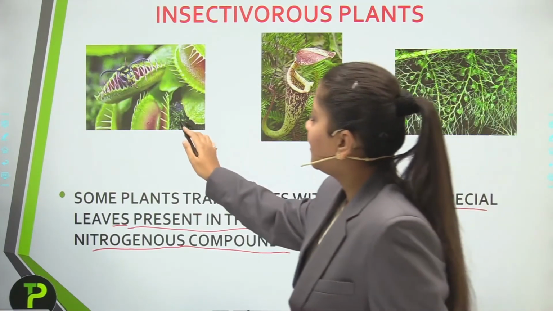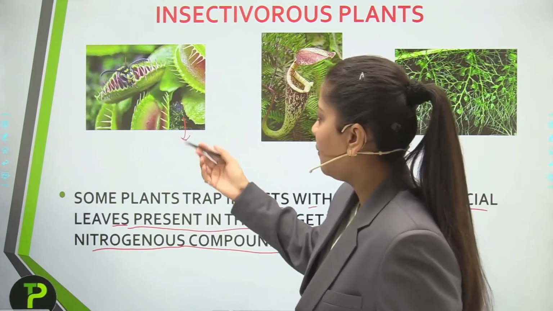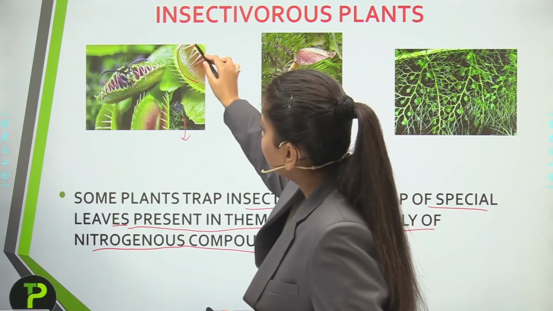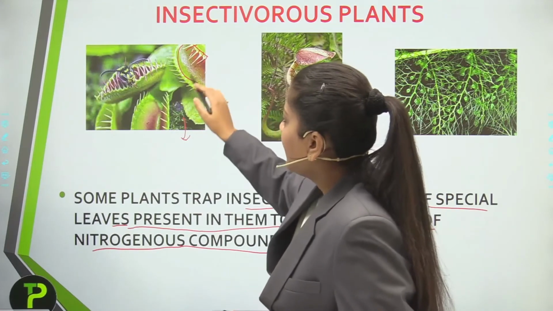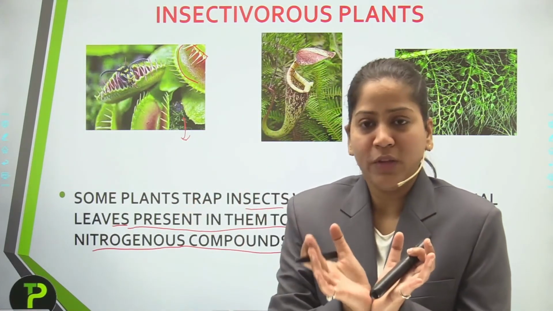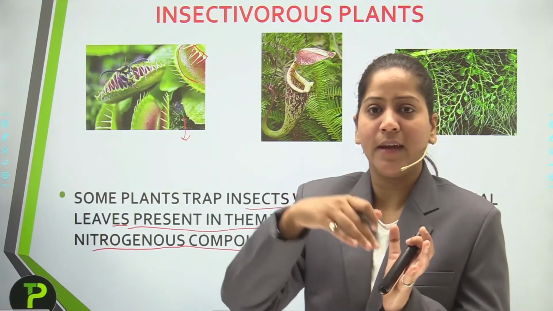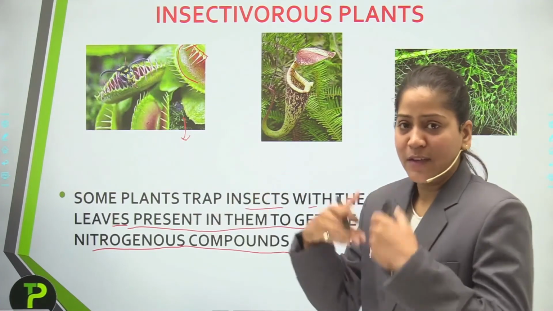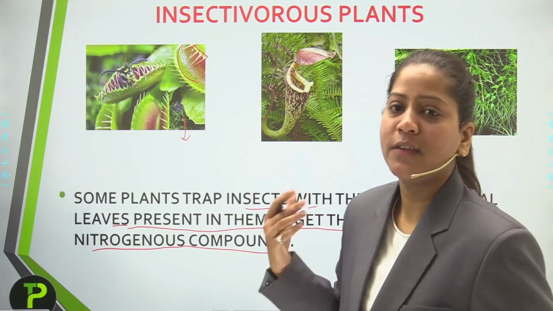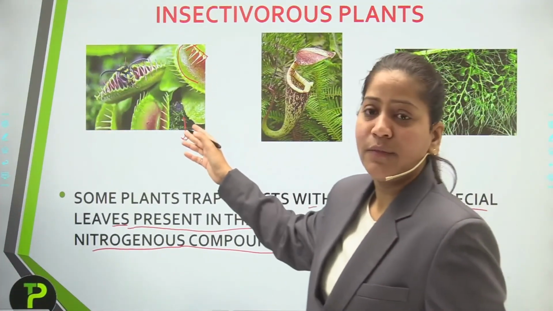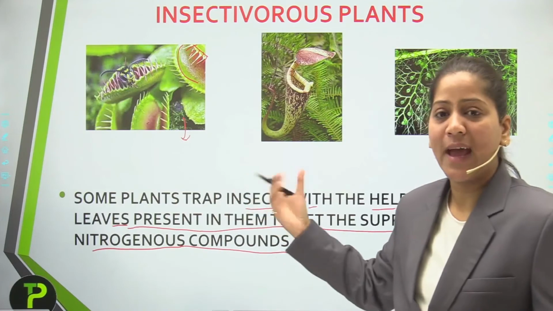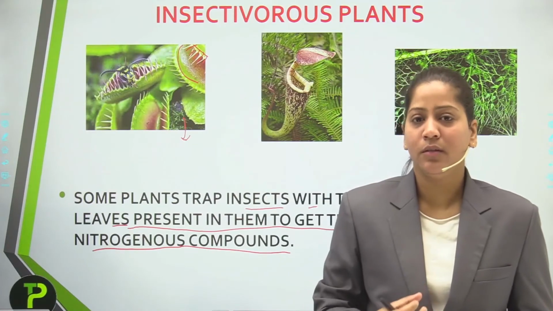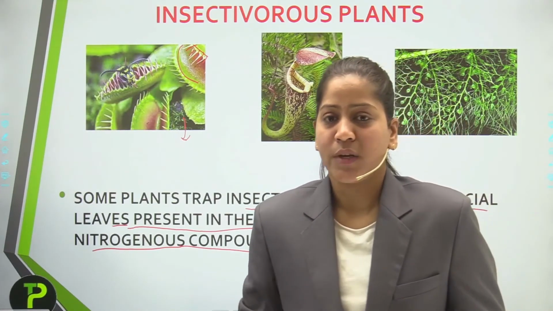As you can see, this is a picture of the Venus flytrap. It has these leaves and these hair-like structures on its leaves. The leaves of these plants are generally open. When an insect flies and sits on the leaves, they close and digest the insect with the help of digestive juices present in them. So this is a Venus flytrap, which digests insects to get nitrogenous compounds, to get nutrients from the insect.